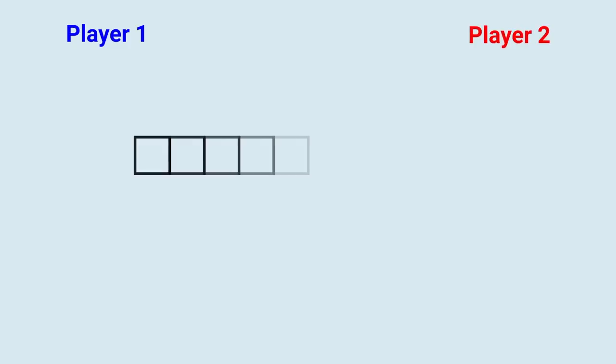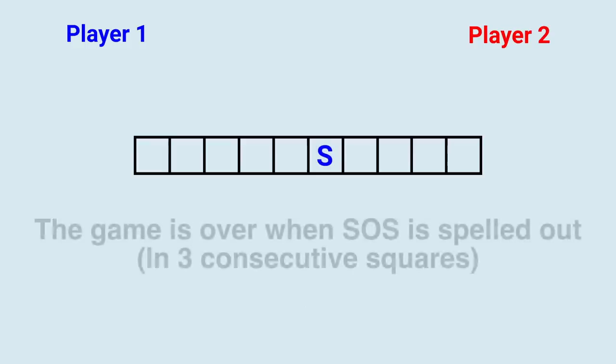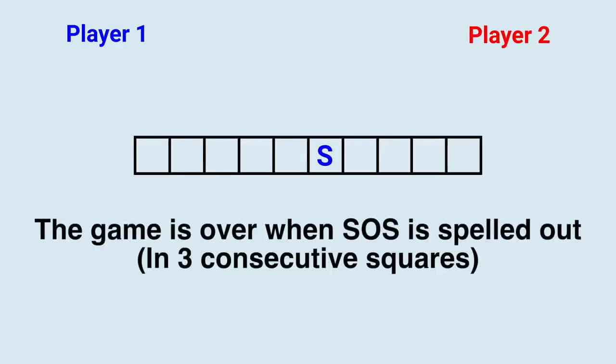Okay, so here's the game. It involves two players and a row of 10 squares. What we're gonna do is take turns filling in these blank boxes one at a time with either the letter O or S. You get to choose, and player one, of course, goes first. The game is over when SOS is spelled out in three consecutive squares, and whoever played that last letter to spell SOS is the winner.